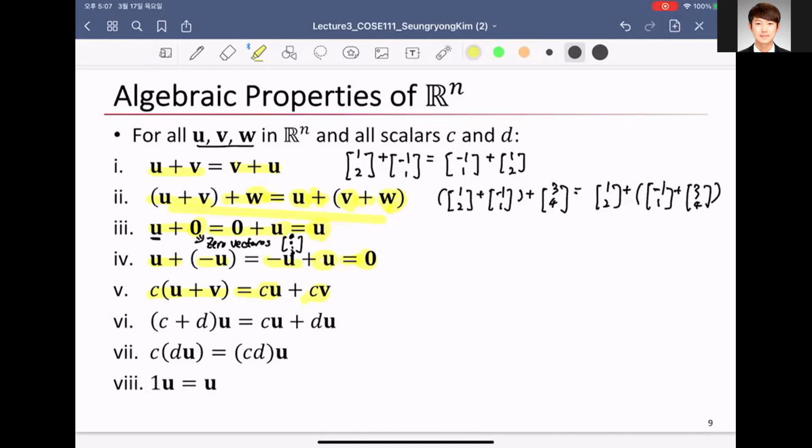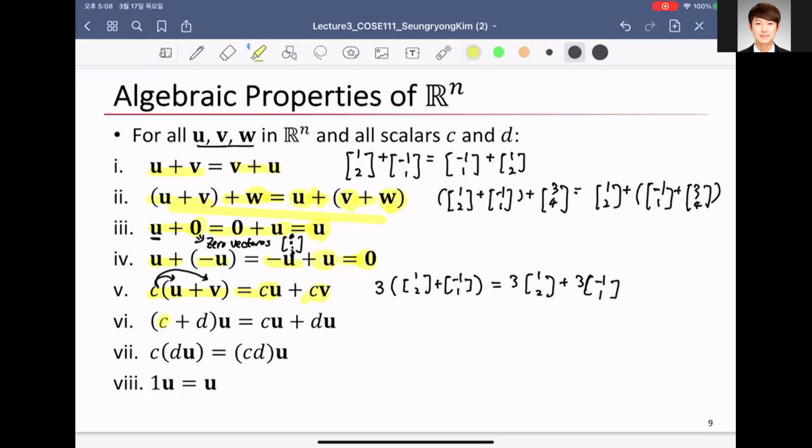The distributive law, right? It works by multiplying each element in the summation u plus v, which is going to be cu plus cv. For example, 3 times 1, 2 plus negative 1, 1 is equal to 3 times 1, 2 plus 3 times negative 1, 1.